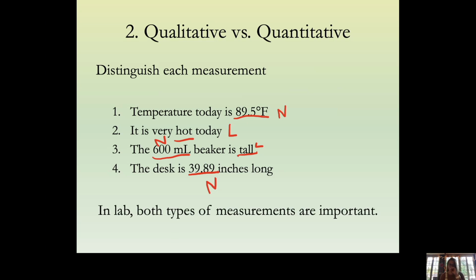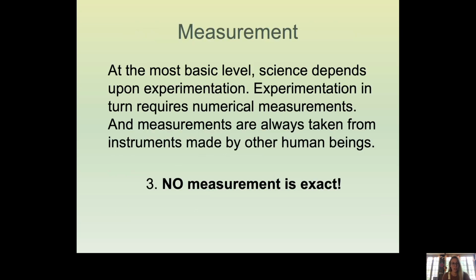Both types of measurements are important. When I'm in the lab, I need to make both qualitative and quantitative measurements of my experiment. And what I want you to know is that no measurement is exact, because humans made the instruments, and humans are always going to have a little bit of error when we read our measurements, when we take our measurements, when we build our instruments.